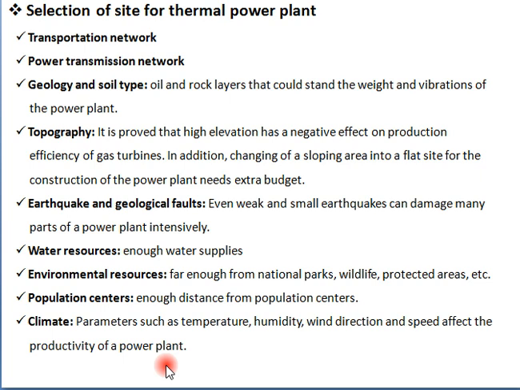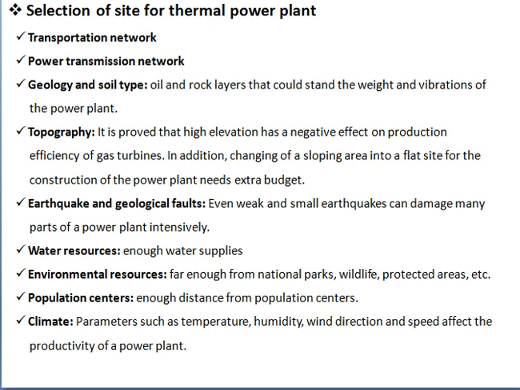If so, then we can choose such an area where not so much temperature, humidity and wind flow, because they affect the working of this power plant. So this is a short list of the parameters which affect the construction and working of this thermal power plant, but we can see many more. So this is all about the site selection for the power plant.